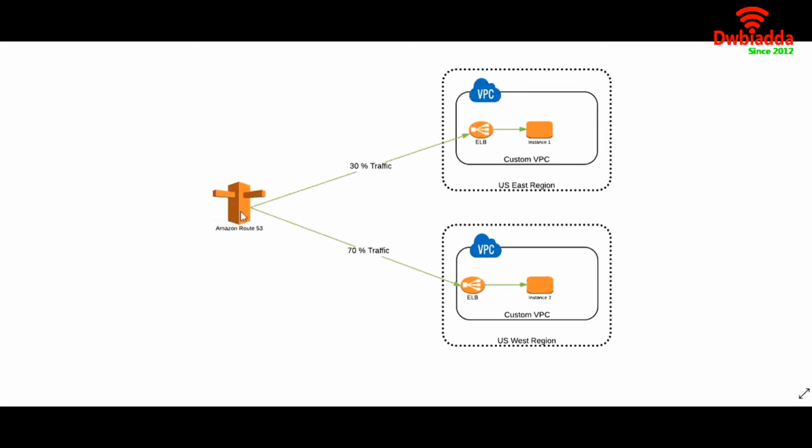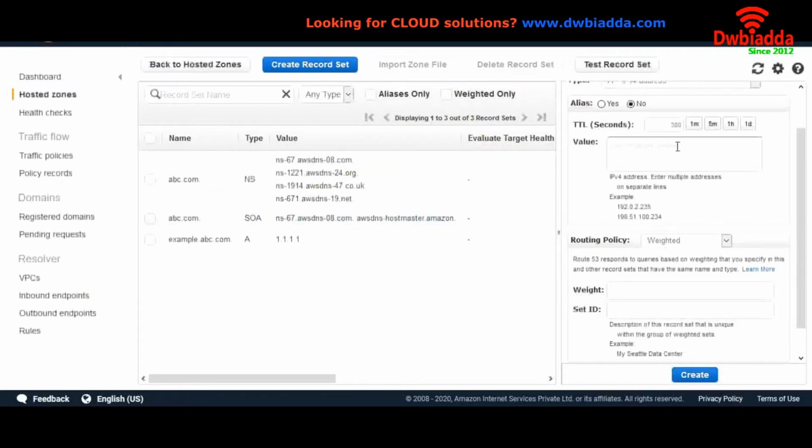the requests in such a way that 30% of the requests go to instance 1 and 70% of your requests go to instance 2. For this kind of routing, you go with the weighted routing policy. So this is how you will configure.